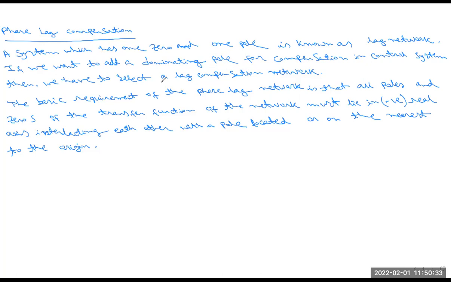Okay. So the basic requirement of the phase lag network circuit is that all poles and zeros of the transfer functions of the network must lie on the negative real axis. Okay, and it is interacting with each other with a pole located on the negative real axis or nearest to the origin.